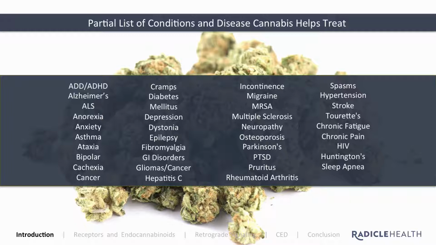When you see this list, your first response should be skepticism. How can one plant help with so many conditions and have so few side effects? To understand the answer, you must understand the endocannabinoid system.